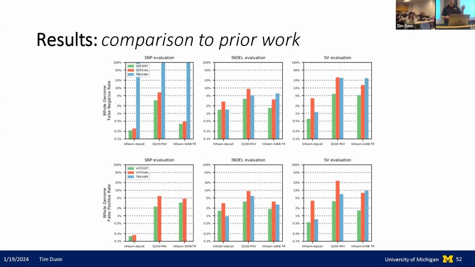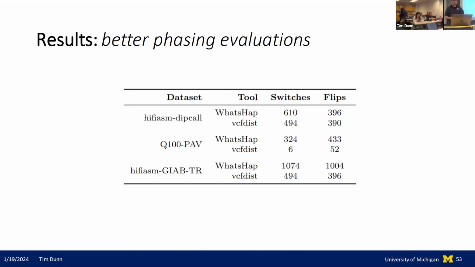So that's kind of the high level accuracy results. And then something else that we were able to do is evaluate the phasing on our 3 different data sets. And what we noticed is that our results much more closely matched our expectations than what WhatsApp does.